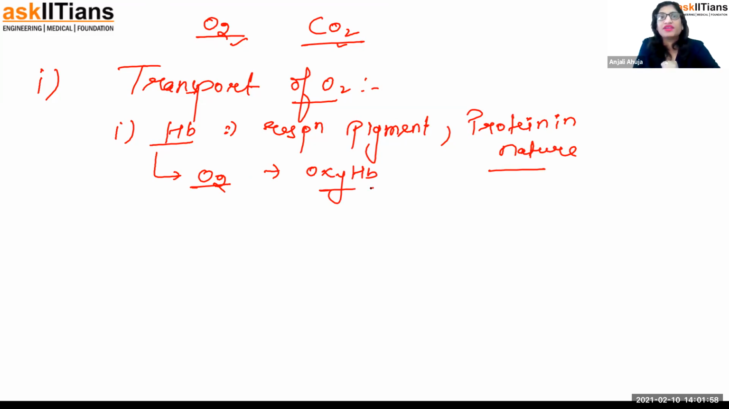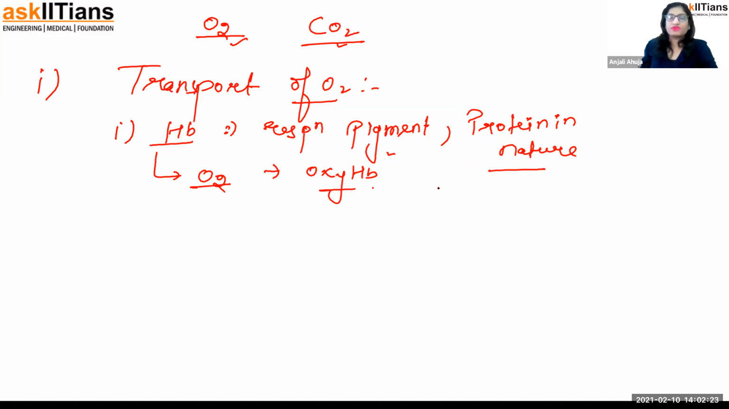Hemoglobin can make complexes with oxygen and with carbon dioxide, but there are also many pollutants present in air, like cyanides and carbon monoxide. They can also make complexes with hemoglobin, and that's when the problem starts when we breathe them in. I'll tell you that also. Additional information. So here, the respiratory pigment forms oxyhemoglobin.